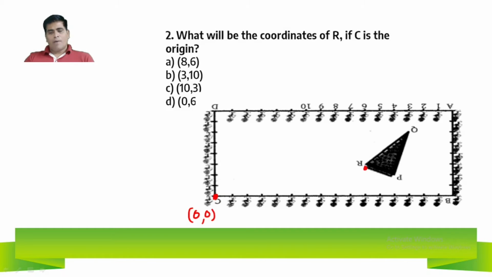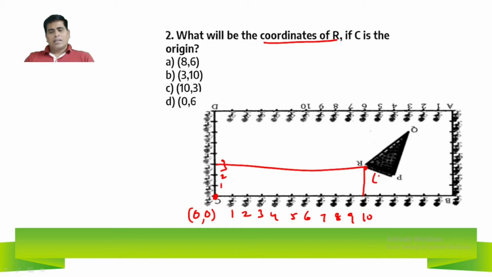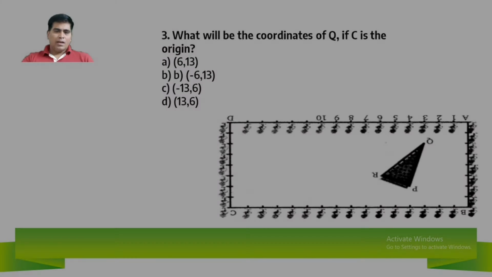Here is my R. I am dropping the perpendicular on the x-axis and on the y-axis. Clearly this is 1 2 3 4 5 6 7 8 9 10, and this is 1 2 3. So the coordinates of R are 10 comma 3. Here clearly your option is C, with C as the origin. We take the C corner as the origin and get the coordinates of R as 10 comma 3. Let's move to the third question.